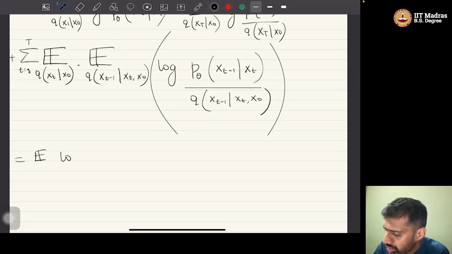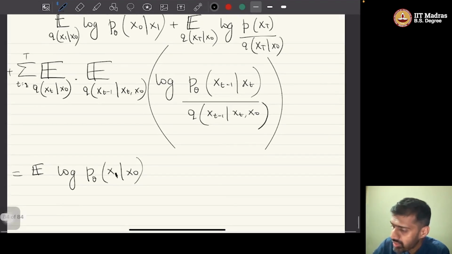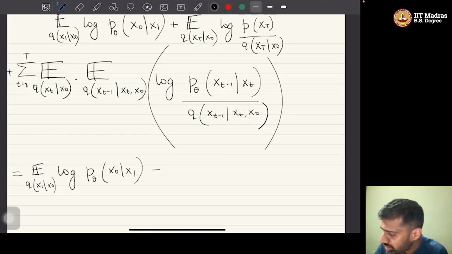So this is expectation of log of p theta of x0 given x1, and this expectation is with respect to q of x1 given x0. The second term can be recognized as the negative of KL divergence. This is dKL between q of xt given x0 and p of xt.